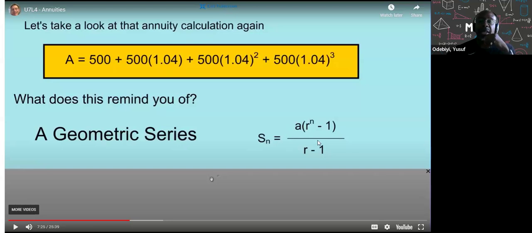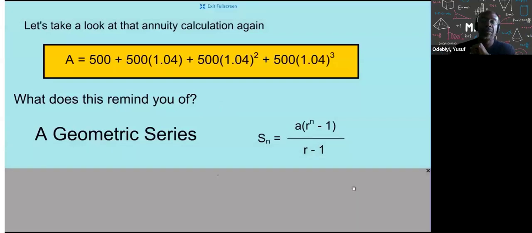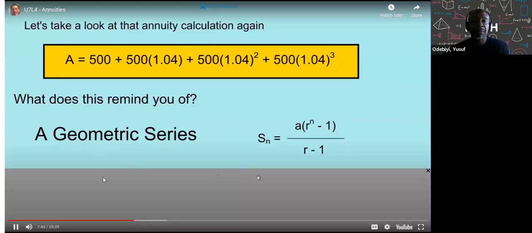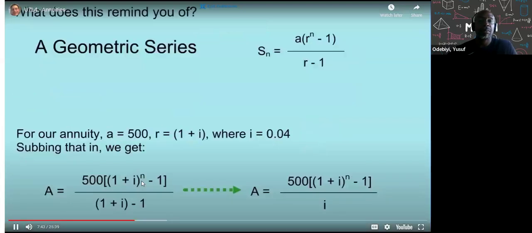Now, here's the formula for geometric series from yesterday. And now he's going to tie that into how we can use it to get the annuity formula. So we can come up with a formula to help us figure out how much interest will result, and what the total amount will be at the end of this annuity, based on the formula for geometric series.